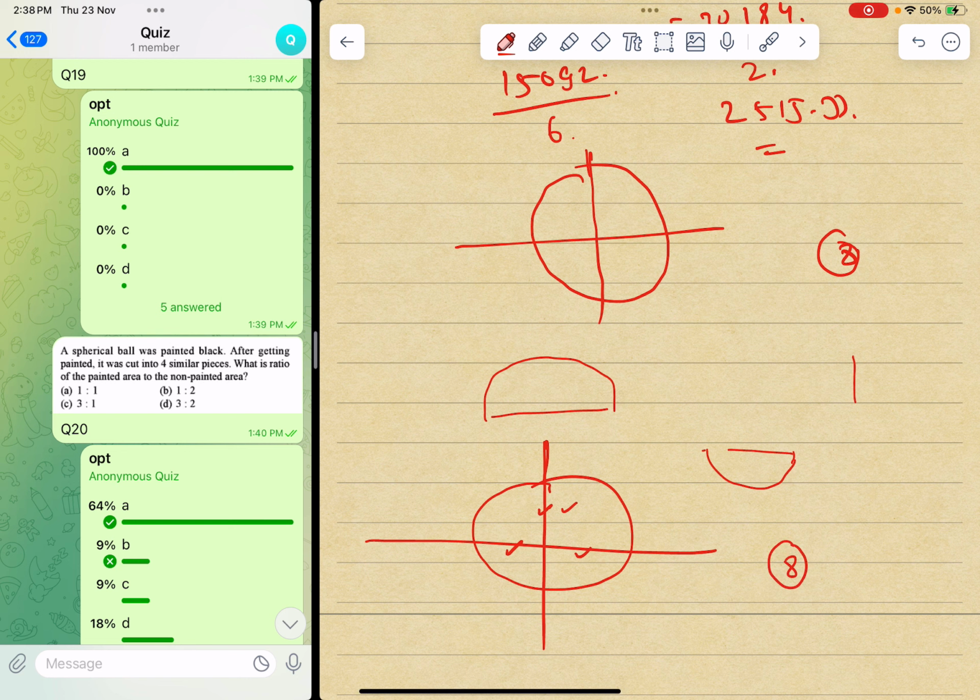Initially it was 4 pi r square. Now if we see this 8, if we merge the 8 like this, 8 means we have 8 semicircles, which means 4 circles' area, 4 pi r square, will be non-painted, so the ratio will be 1:1. That's it.